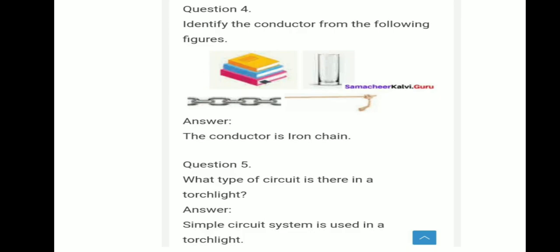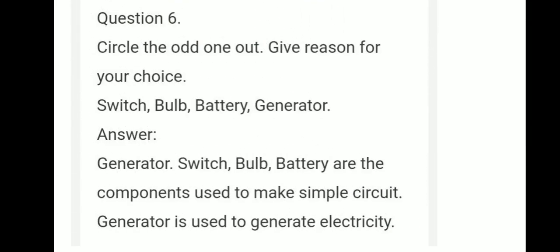Question number 5. What type of circuit is there in a torchlight? Single circuit system is used in a torchlight. Question number 6. Circle the odd one out. Reason for your choice. Switch, bulb, battery, generator. Answer: generator. Switch, bulb, battery are the components used to make a simple circuit. Generator is used to generate electricity.